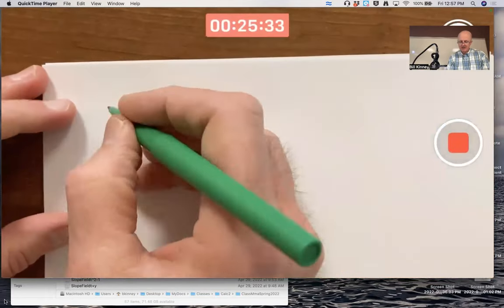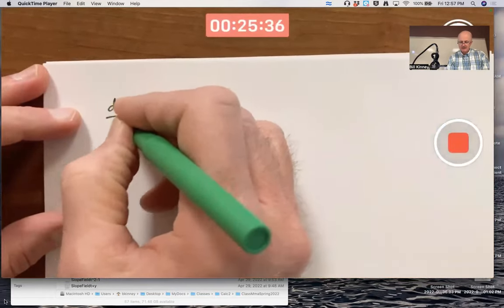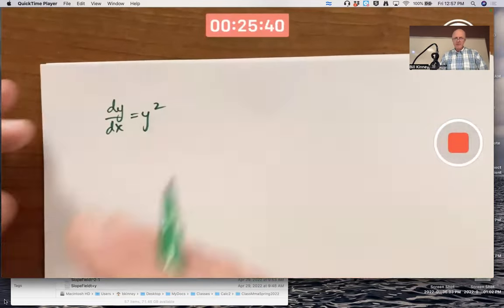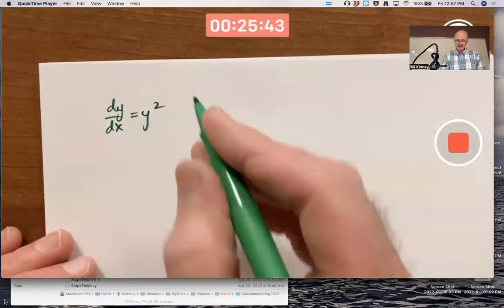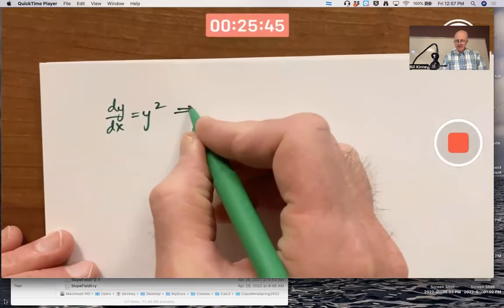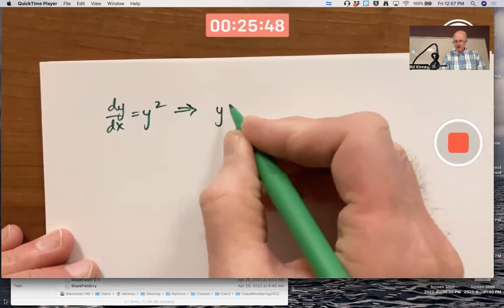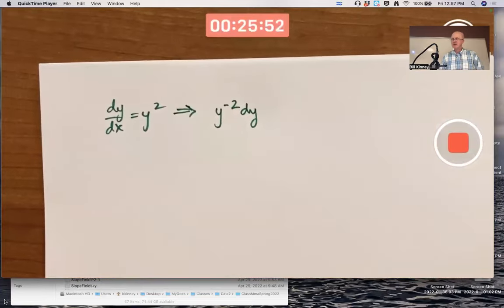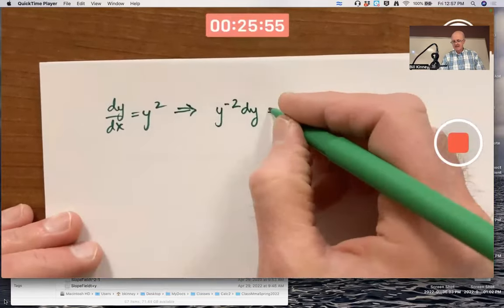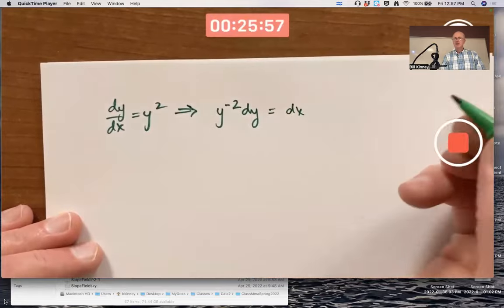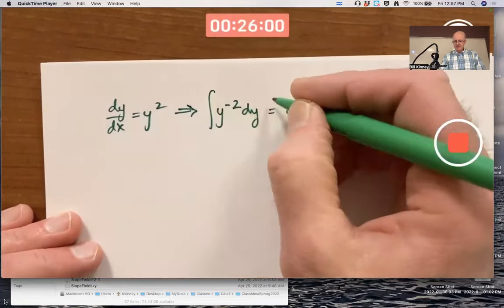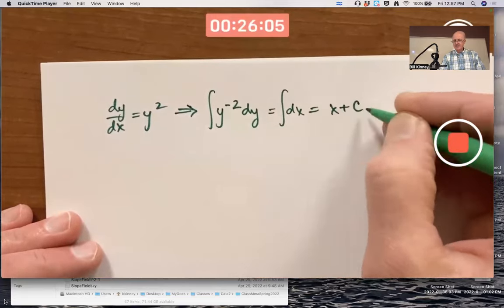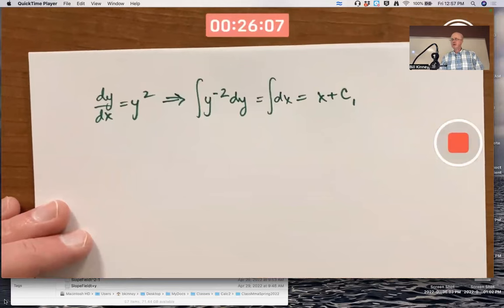Let's confirm this with separation of variables. dy/dx equals y squared. Separate variables, get the y's on the left and the x's on the right. Divide both sides by y squared, which means multiply both sides by y to the -2. And yes, go ahead and pretend dy/dx is a fraction and pretend like you're multiplying both sides by dx. You see something like this, you integrate both sides. As usual, this side integrates to something simple, x plus c1.